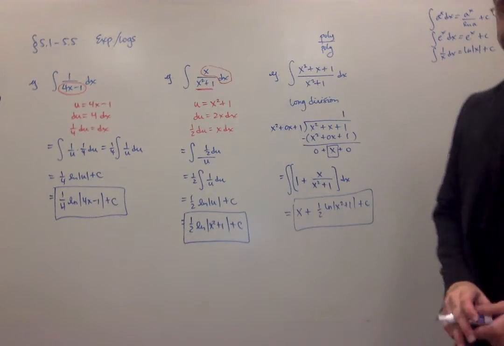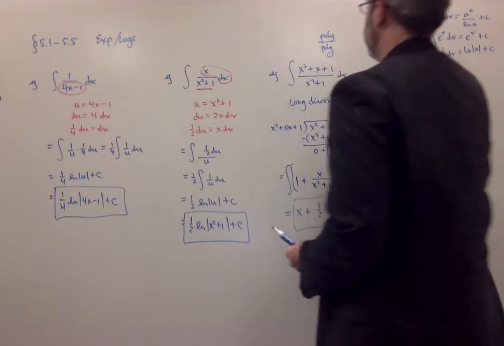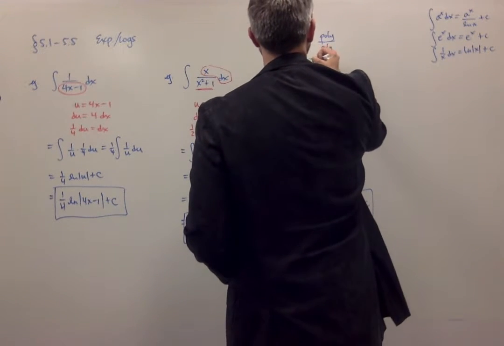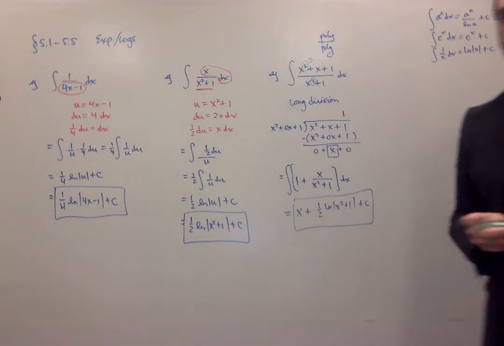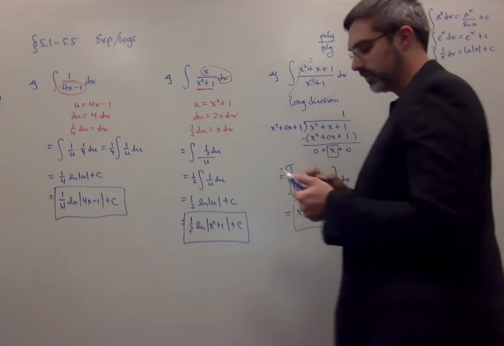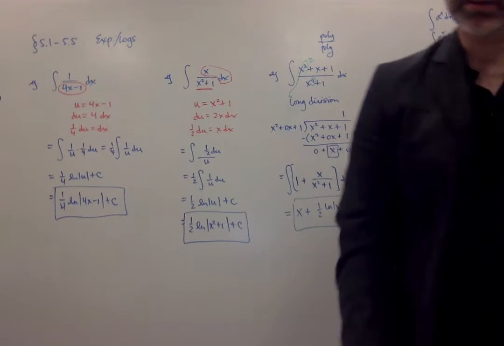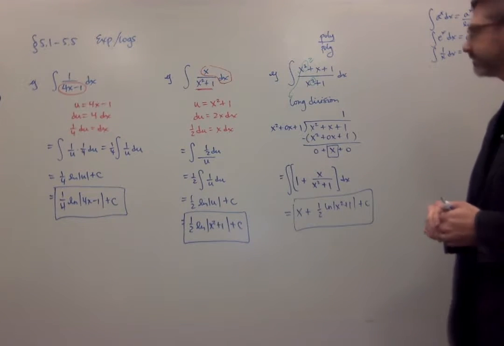So again, if the highest power of x on the top is bigger than or equal to the highest power of x on the bottom, then the first thing that you do is long division of polynomials. And there's some more explanation of this in the book too, so I can kind of refer you to that.